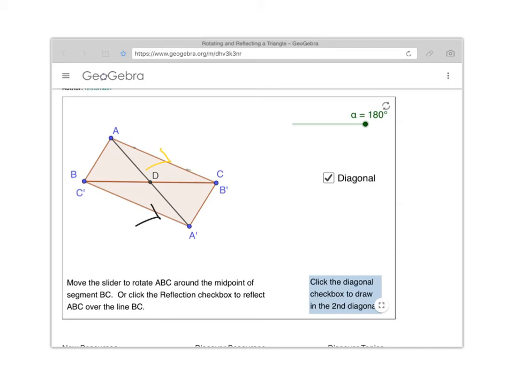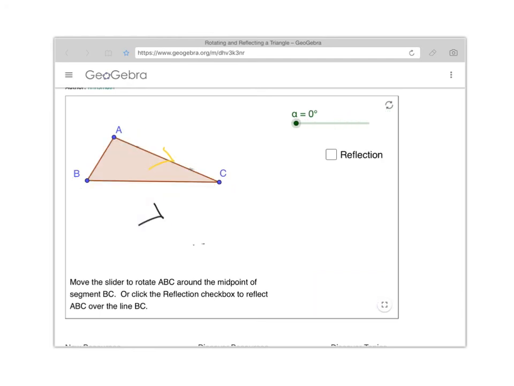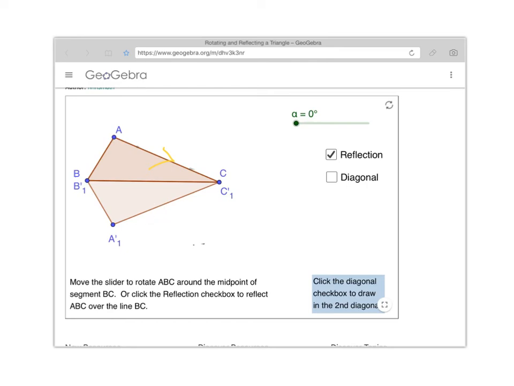Okay, so then in the last thing we were asked to show, instead of rotating this, we reflect it, and so we get something that looks like this. And now when we draw the second diagonal, we want to show that the two diagonals are going to be perpendicular to each other.